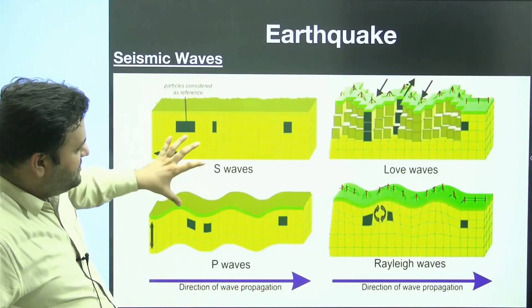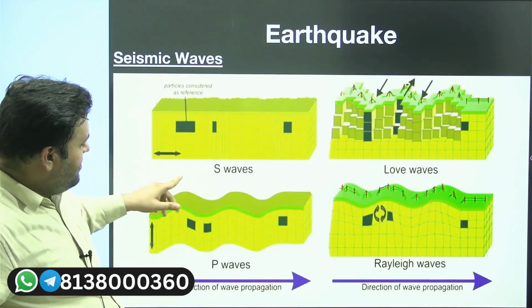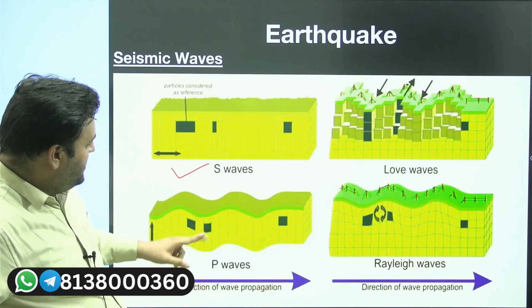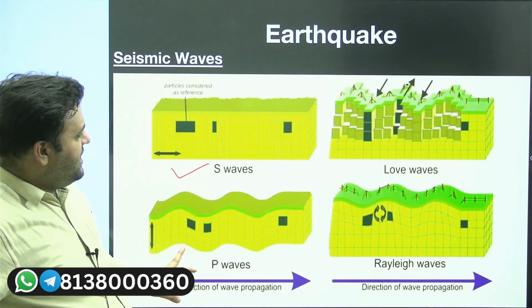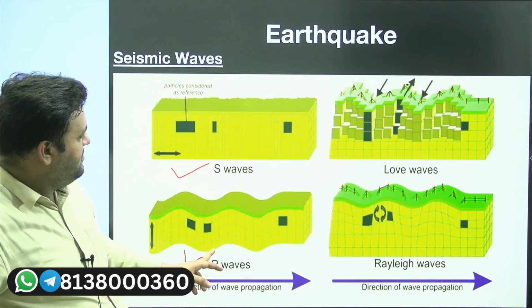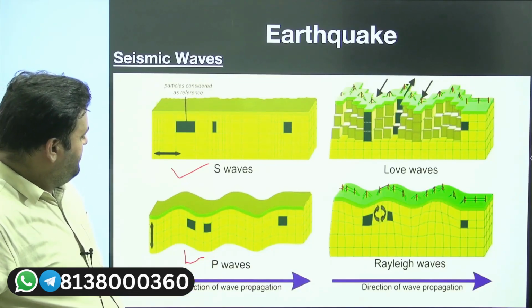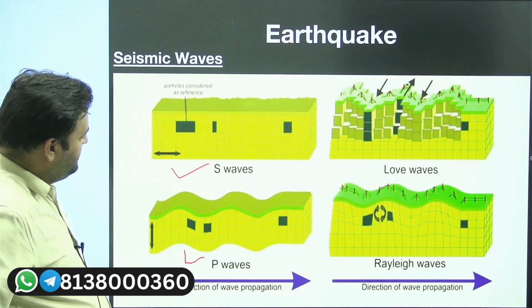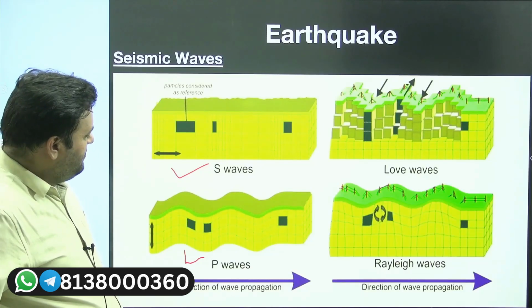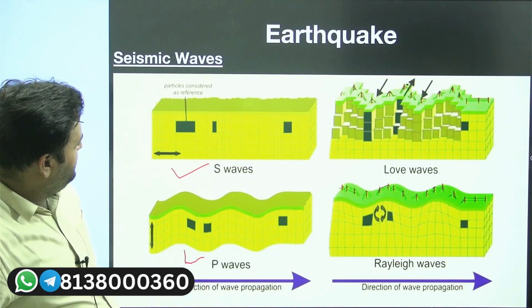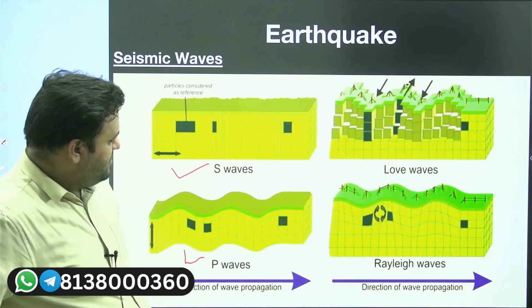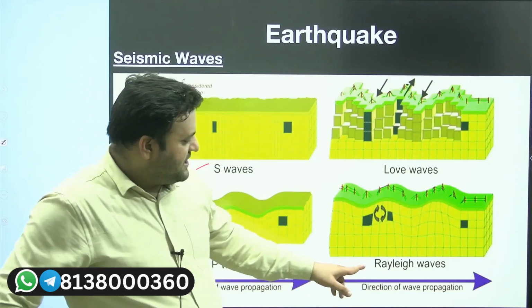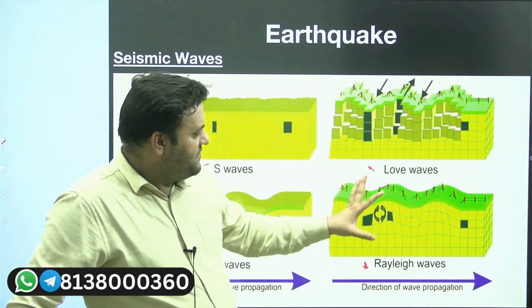Now here you can see this is what the S wave, this is what the P wave, and here we have this of. Here you can see we have a Rayleigh wave, a long wave.